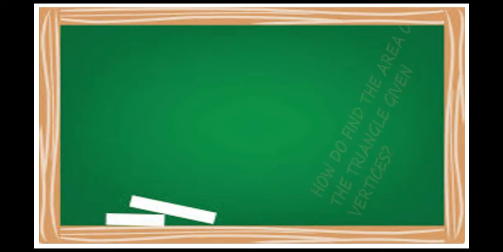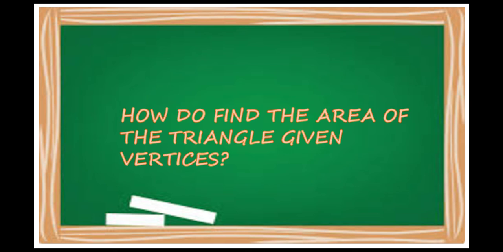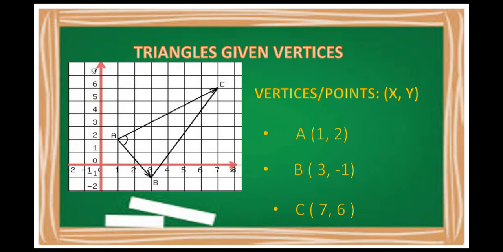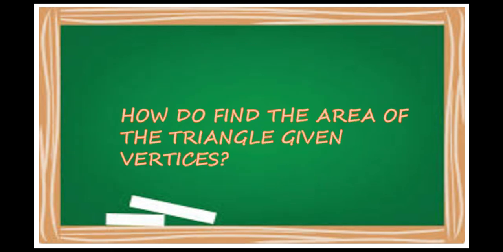So the question here is, how do we find the area of a triangle given vertices? As we can see here, as we go back, there are no given measures of sides. We are only given those points or vertices. So how do we find the area of this kind of triangle? Please continue watching this video, I'm going to show you how to find the area of this kind of triangle.